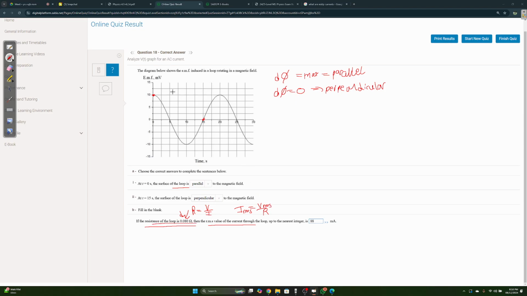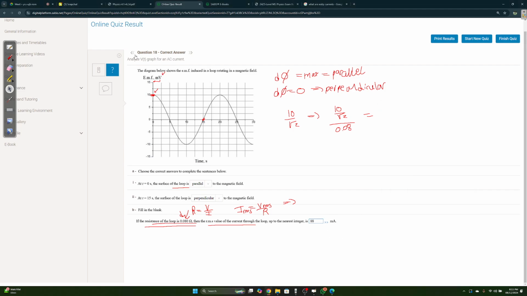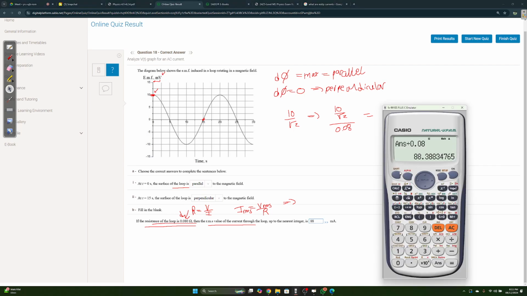How do I calculate VRMS? I can find Vmax from my graph. It's Vmax over radical 2, so 10 over radical 2, right? Remember, this is in millivolts. You can check. The unit is millivolts, it's not volts. So 10 over radical 2 divided by the resistance 0.08, and you should get, like I got in my calculator, 88.3, to the nearest integer 88. Remember, the unit is milli because we're using milli. If they wanted it in amperes, you have to divide by 10 to the power of 3.